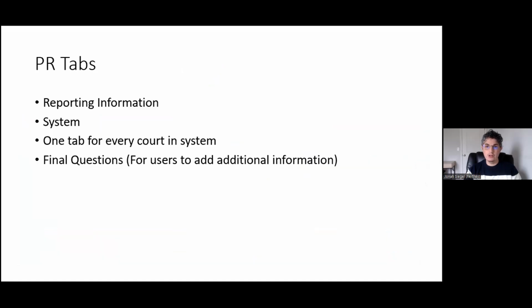Once you open the report, you will see at least 4 tabs. The first tab is called Reporting Information. The second tab is the System tab. And then you will see 1 tab for each court in your system, which might only be 1 or might be more than 1. And then lastly, a Final Questions tab.